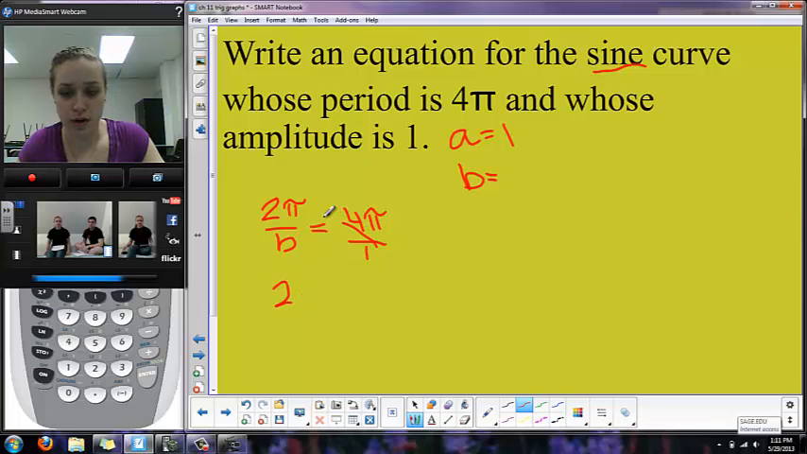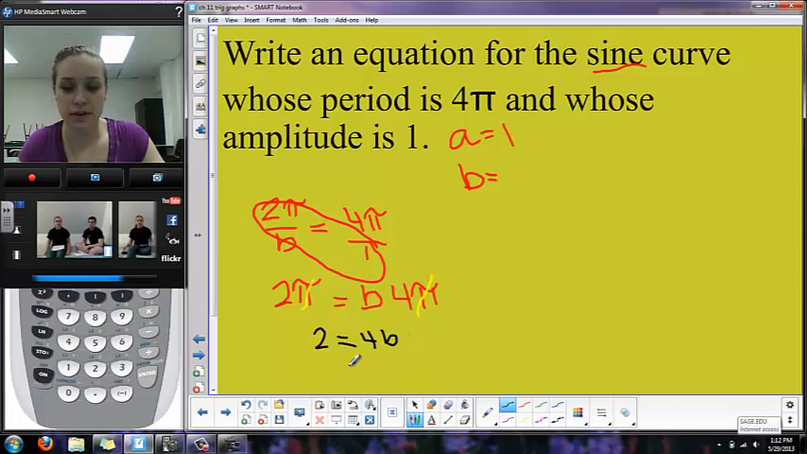So 2 times 1, I'm going to cross multiply. 2 times 1 gives me 2 pi. And then on the other side we have B times 4 pi. I have a pi on the left and the right hand side of that equation, so I can just get rid of those. So I have 2 is equal to 4b. Divide both sides by 4, and I have b is equal to 1/2. So that's how you would go through and solve that equation.